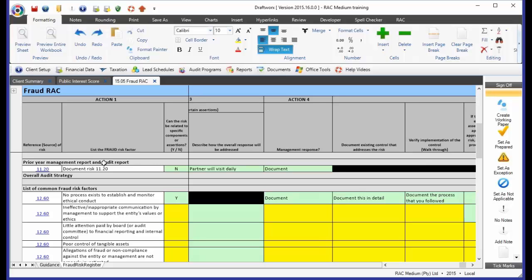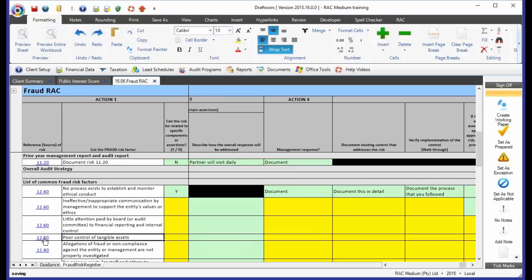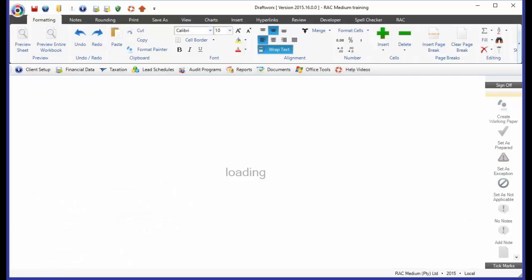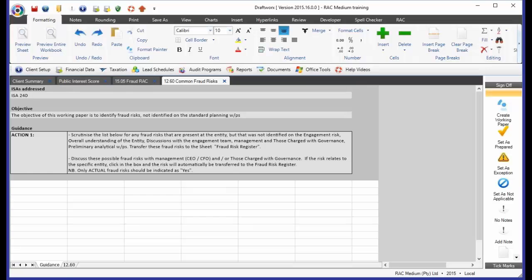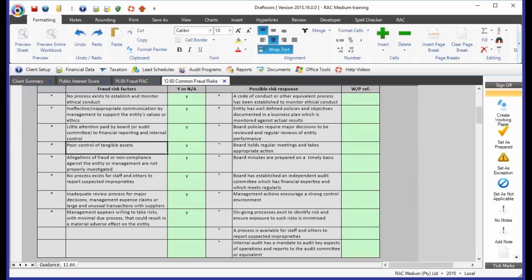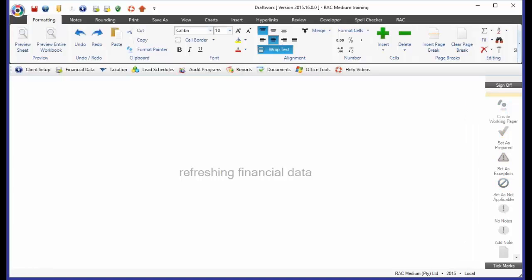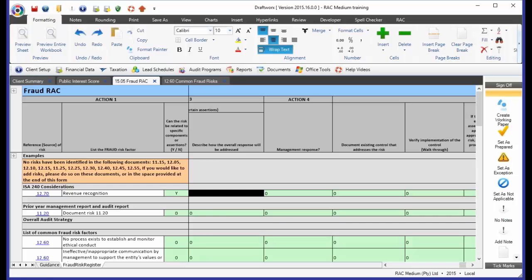The other thing that we have put in place as well is a control to prevent trigger-happy clerks from deleting things they shouldn't. So let's say they decide that the poor control of tangible assets is actually not a risk. And they go to 12.60 and look for this risk. Let's go and find it quickly. Poor control of tangible assets, and they decide, you know what, I'm just going to delete it because I'm too lazy to do the procedure. They go to this working paper, they delete the poor control of tangible assets, and they flick back to their fraud RAC, expecting to have accomplished their tasks.